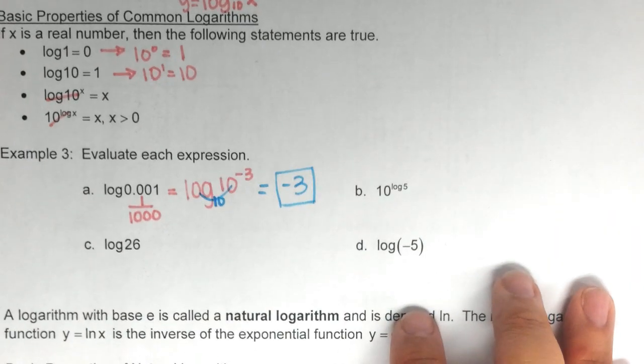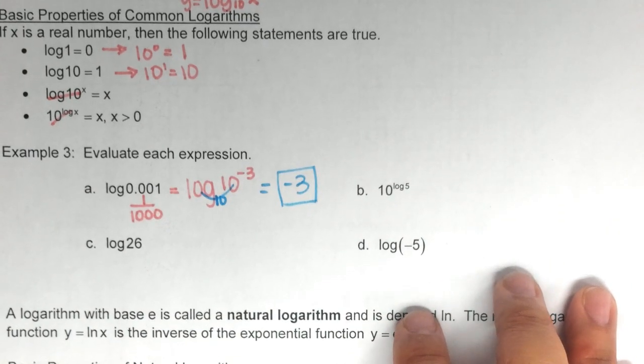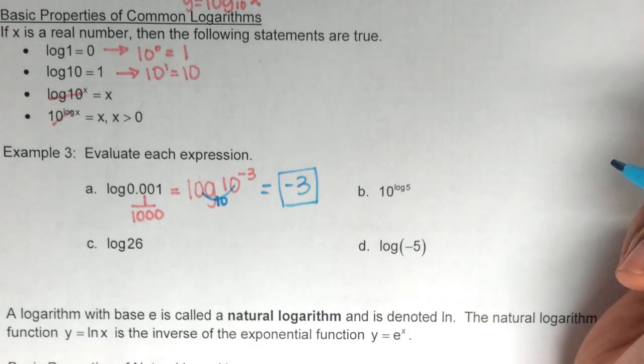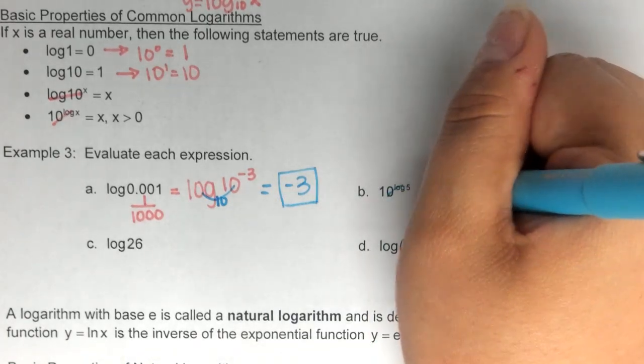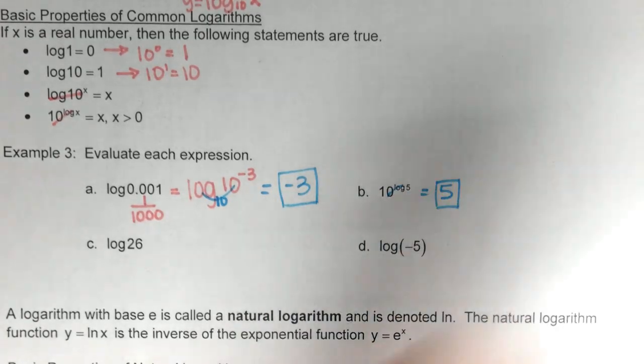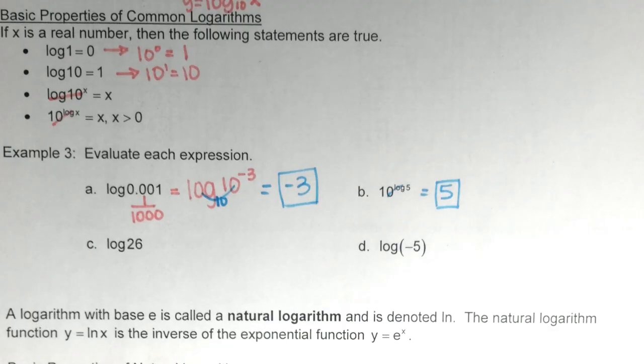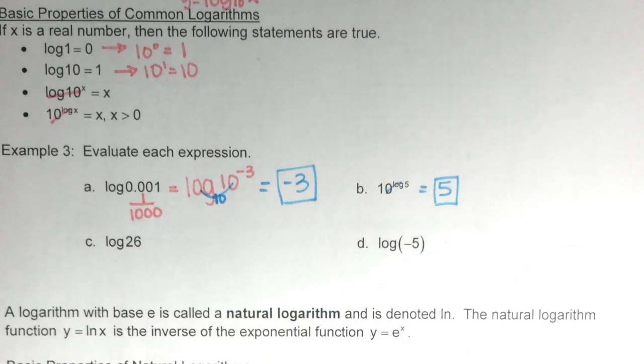What about B? What's 10 raised to the common log of 5? Just 5. They cancel. That's it. C. The common log of 28. Can I turn 26 into a base of 10? No. And if I were to do the exponent thing, do 26 and 10 share a base in any way?